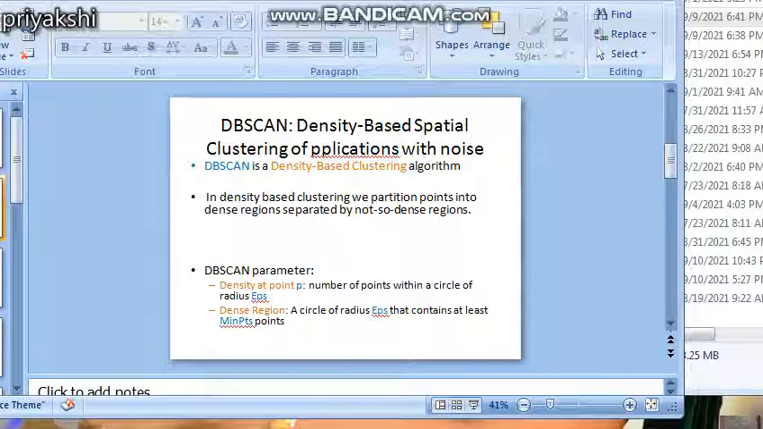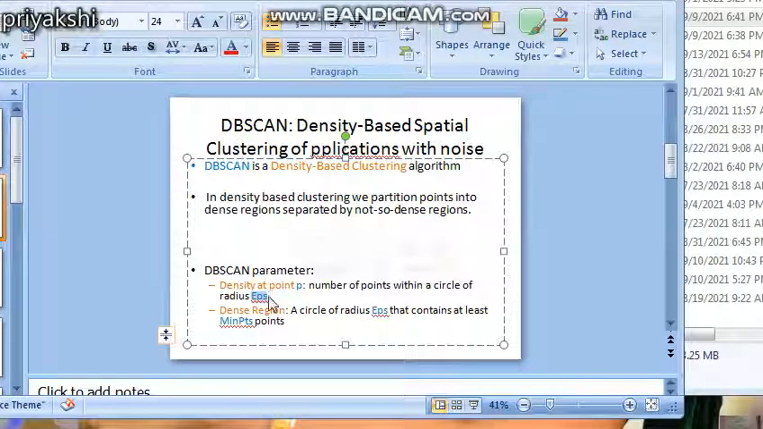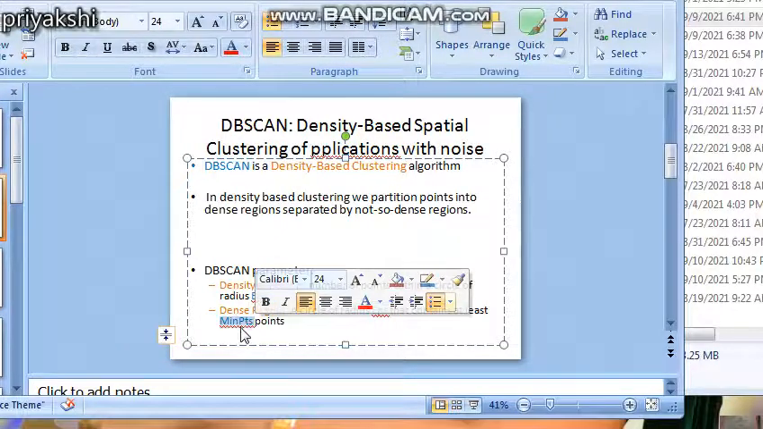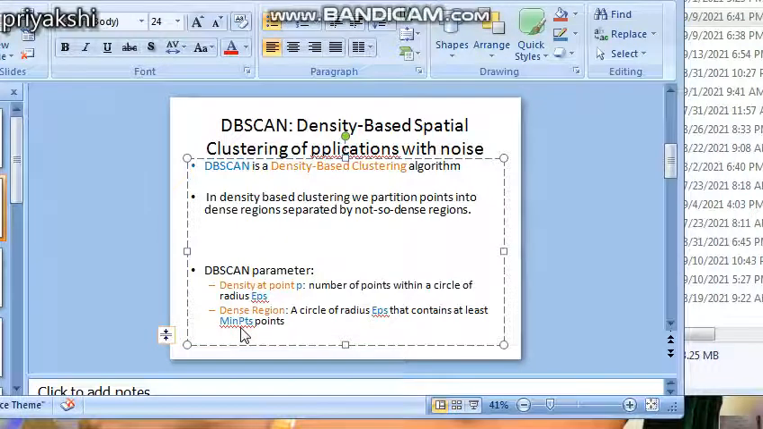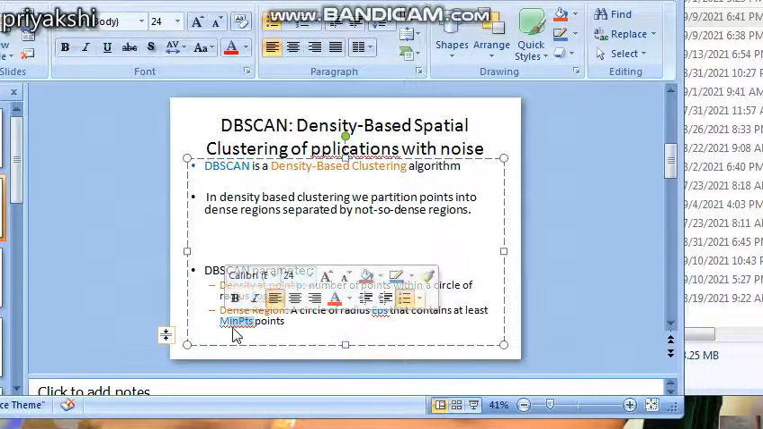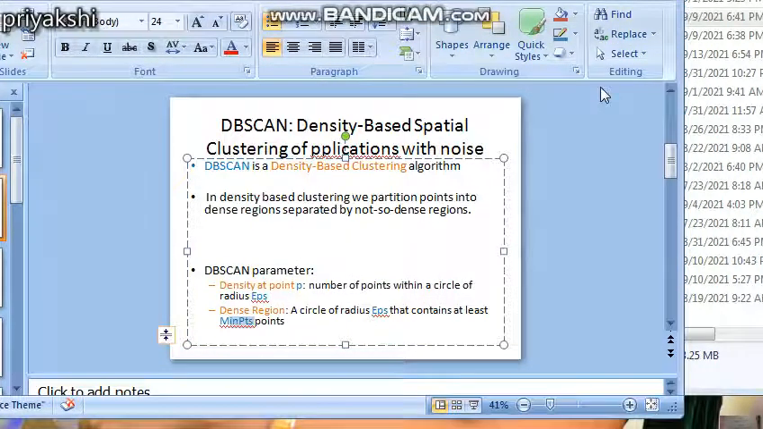What the DBSCAN algorithm does is that it takes two input parameters from the user. The density at a point P is defined as the number of points within a circle of radius epsilon. This epsilon has to be given by the user. And a circle of radius epsilon must contain at least a minimum number of points. So epsilon and MinPts are the two parameters which have to be supplied by the user. As we saw in the example of K-means, the value of K is given by the user. In case of DBSCAN, MinPts and epsilon are the two parameters which should be given by the user. Fine. So now we will look at the definitions by which we can construct the DBSCAN algorithm.